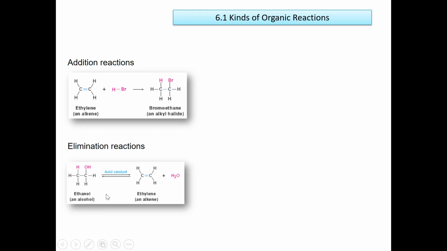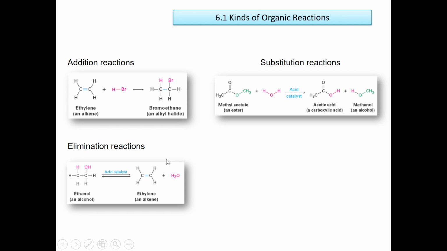Elimination reactions will be more or less the opposite. For example, we can start with ethanol and then we add acid. Basically, we eliminate one hydrogen and the OH to form water and generate ethene. Basically, we are eliminating water from the starting material.